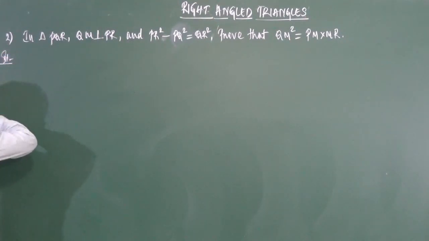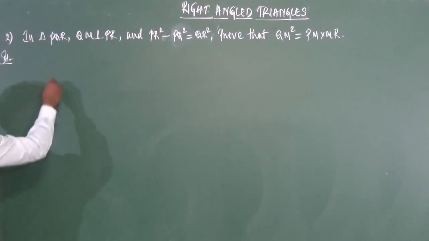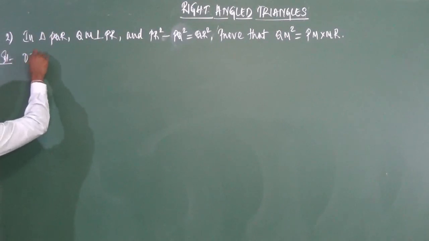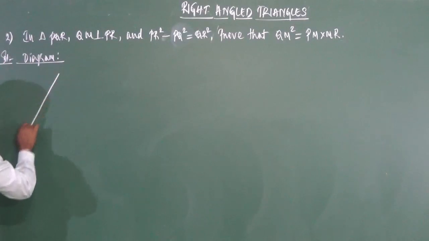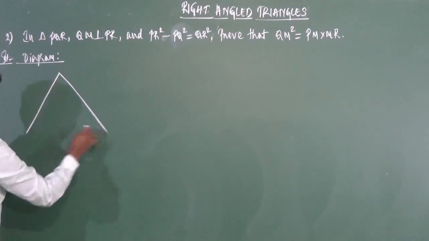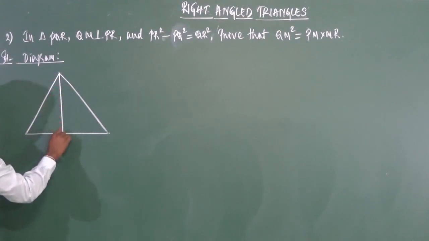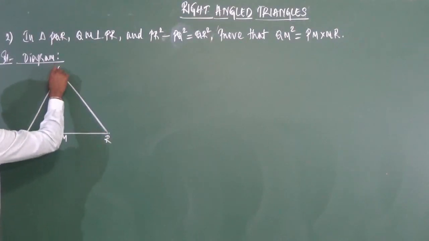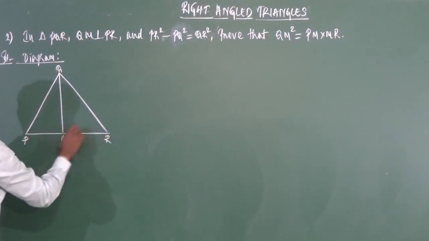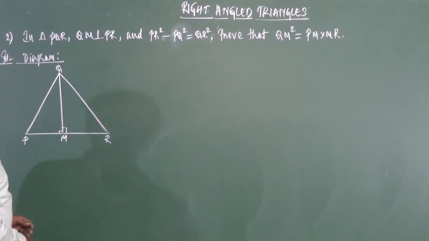Very important. So in triangle PQR, QM perpendicular to PR. Okay, so let us go with the diagram. Diagram is not given to you, right? So this is a right angle triangle. So QM perpendicular to PR, right? So this becomes QM perpendicular to PR. So this is 90 degrees and this is 90 degrees. And PR square minus PQ square is equal to QR square.